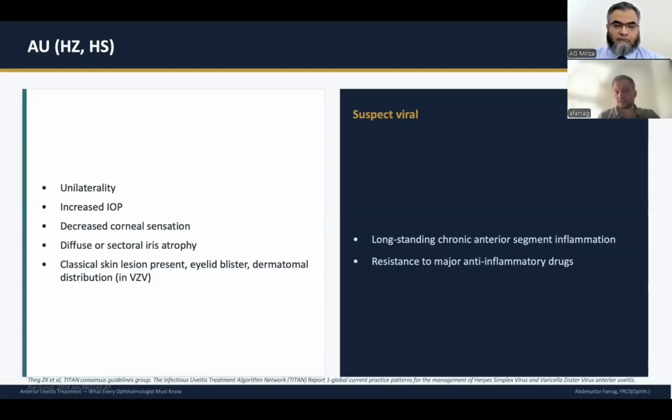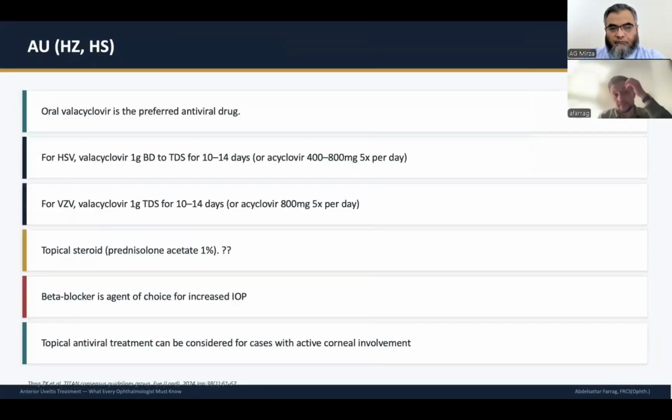I'll give two highlights on two essential topics, which are the viral and the Fuchs heterochromia, because I need to deliver a specific message here. Suspect viral in case of unilaterality, increased IOP, decreased corneal sensation, diffuse or sectoral atrophy, classic skin lesion like varicella zoster, long-standing chronic anterior segment inflammation, or resistance to major anti-inflammatory drugs. And here we need to treat with oral valacyclovir, the preferred antiviral drug, even more than acyclovir. The main advantage of valacyclovir is that it covers the posterior segment if there is any involvement, or if the view is very bad and you can't see the posterior segment properly, then use valacyclovir because it works well for the posterior segment also.